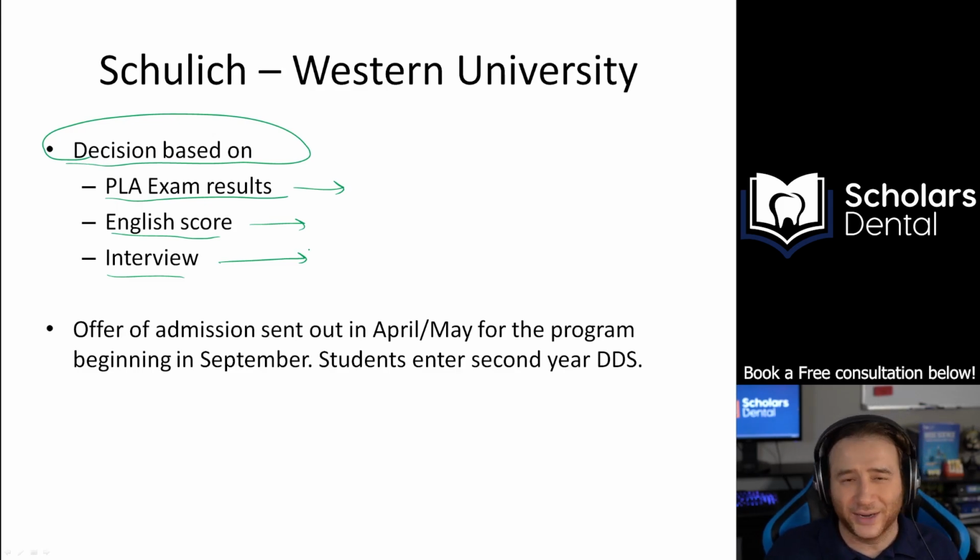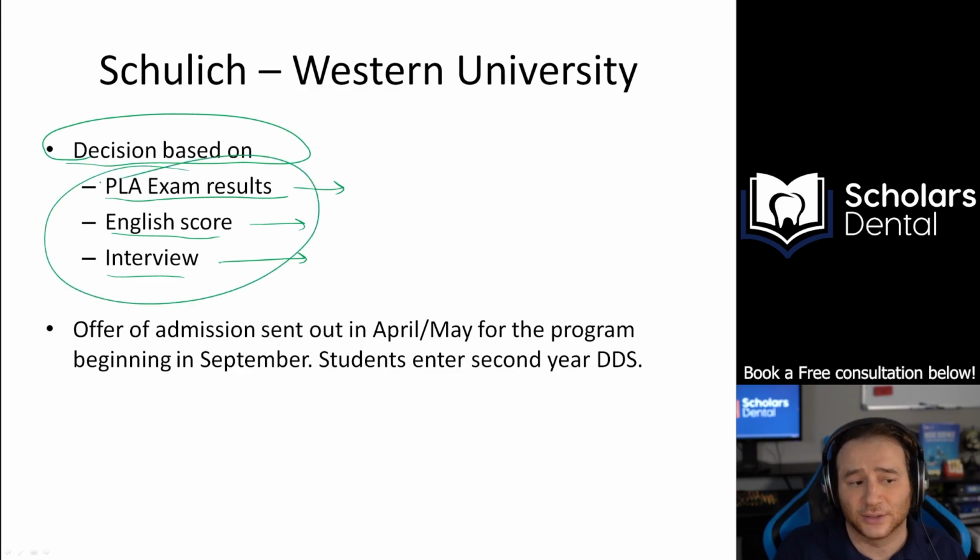So you could look at it that it's maybe easier from that point of view, that they're not looking heavily at your GPA, your AFK score. They're looking that you just passed the AFK, and then they're going to really assess if you could enter the school based on these things. Okay. And then offer of admission is sent out in April, May for the program beginning in September.